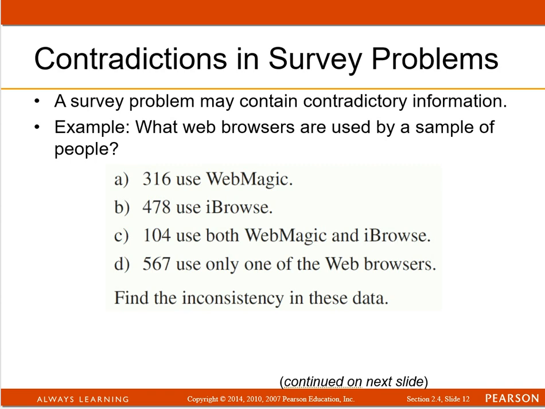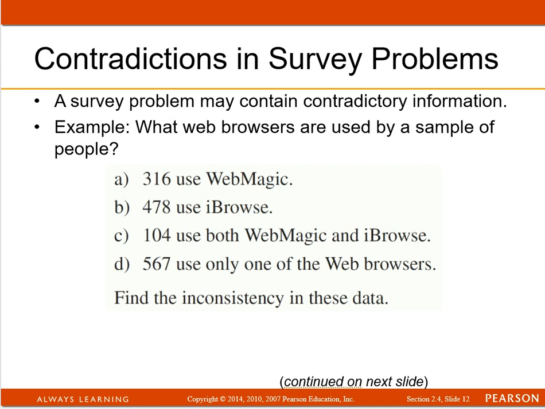This example is supposed to show you that if you don't put the numbers in right, it'll contradict the information, or there could be a contradiction in the information you've been given. So for example, what web browsers are used by a sample of people?